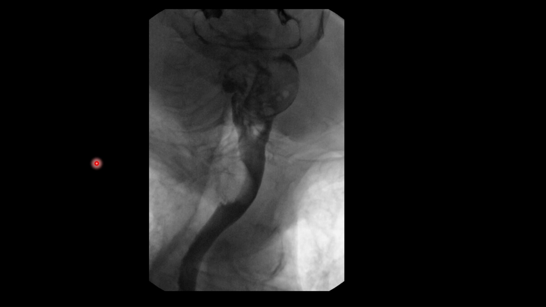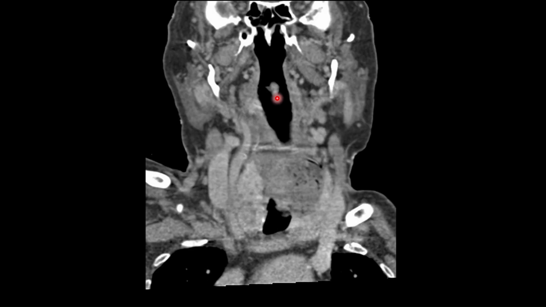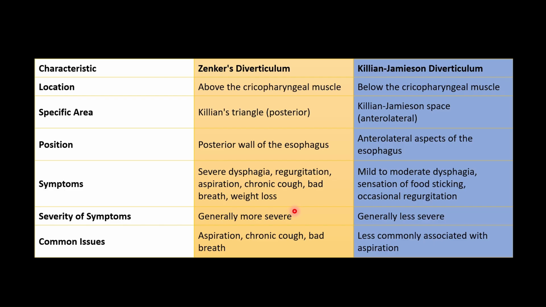Now, in this barium swallow image, we see a large lateral Killian-Jamieson diverticulum, which also shows retention of contrast. And here in the CECT coronal chest sections of the head and neck region, we see a left lateral outpouching from the cervical esophagus, which shows retained food content, which was a Killian-Jamieson diverticulum. Now, here is a table outlining the differences between Zenker's diverticulum and Killian-Jamieson diverticulum. You can pause and take a screenshot.